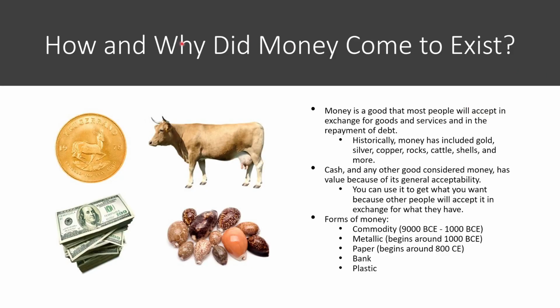So how and why did money come into existence? Well, money is a good that most people will accept in exchange for goods and services, and in the repayment of debt. Historically, money has included all kinds of things like gold, silver, copper, rocks, cattle, shells, and many different things. Now, cash and any other good that's considered money has value because it's generally accepted.